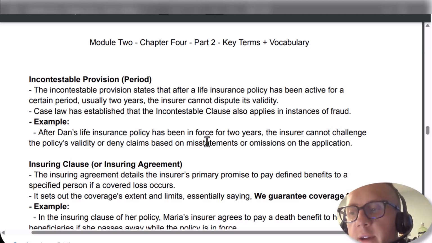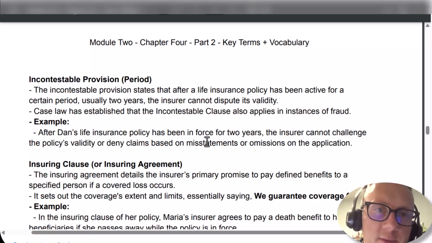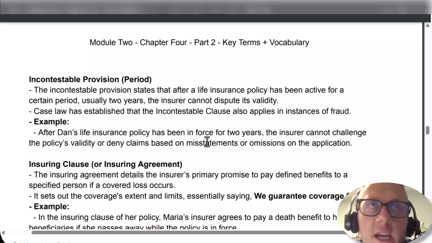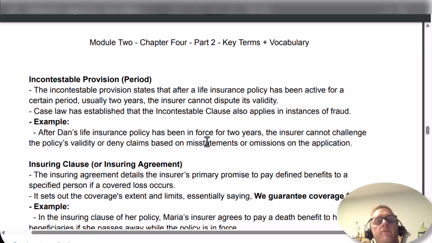So every state's a little different. Sometimes, with fraud, they can challenge it if there's fraud involved. But it's saying after 2 years, the insurance company cannot dispute the claim. So that means if someone dies of suicide or something else, they can't dispute the claim. Before that, they can contest the claim. Because if someone gets approved, they shouldn't die within the first 2 years anyway. No life insurance company would approve somebody if they think they're going to die within the first 2 years.